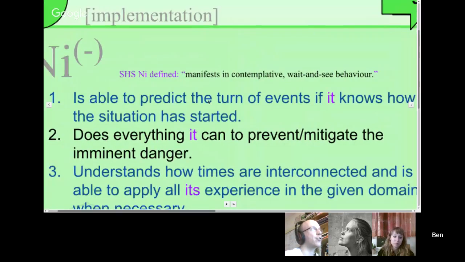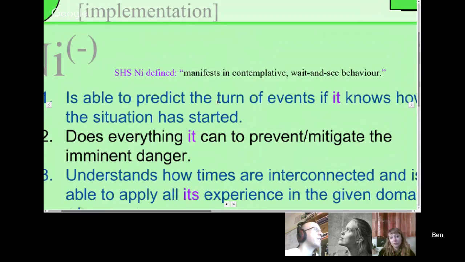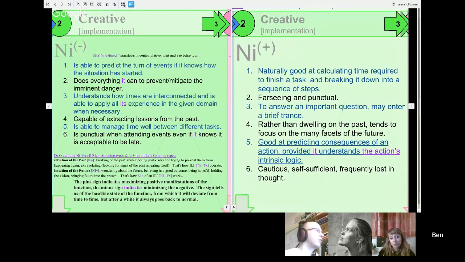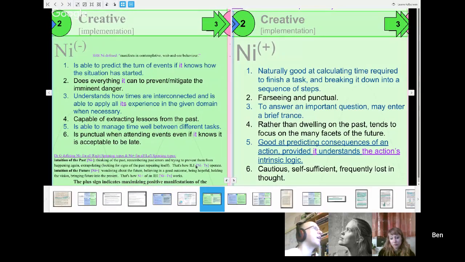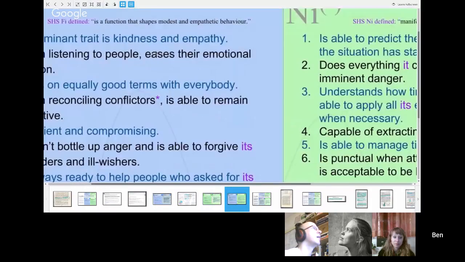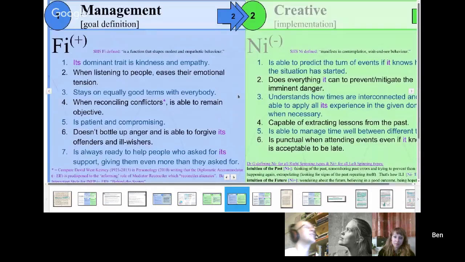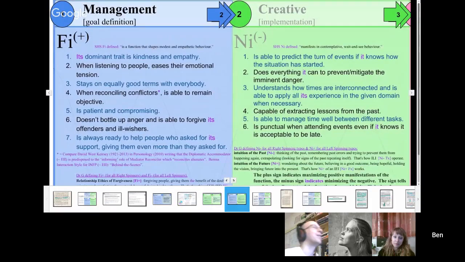So this is Victor's short definition. So this is the official one. That literally is the official definition translated by Maria. Manifests in contemplative wait and see behavior. So that's the short definition that SHS uses for NI. And their short definition for FI is a function that shapes modest and empathetic behavior. So he associates FI, or rather ethics of relations, with empathy.